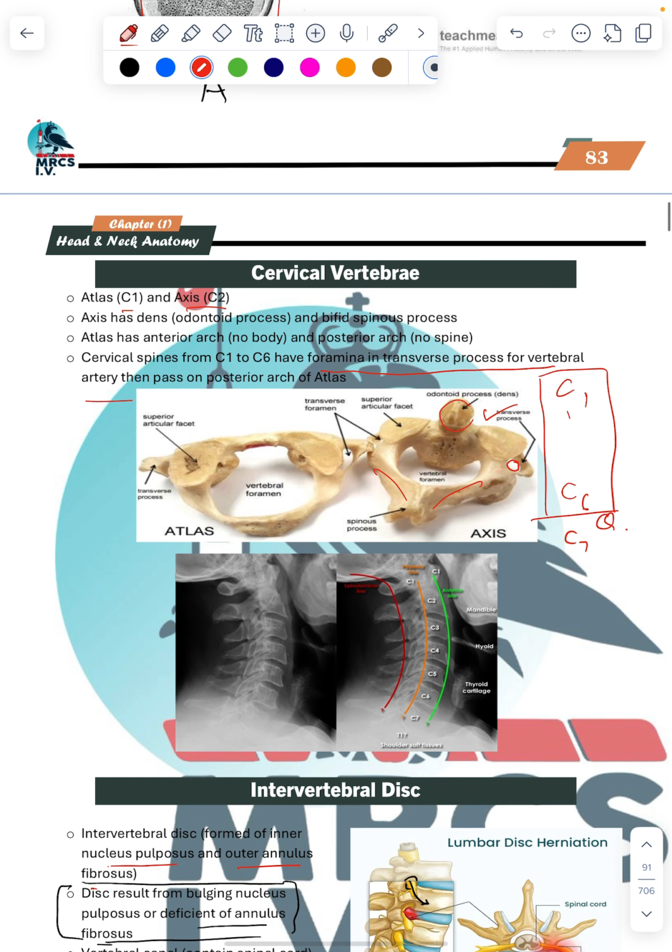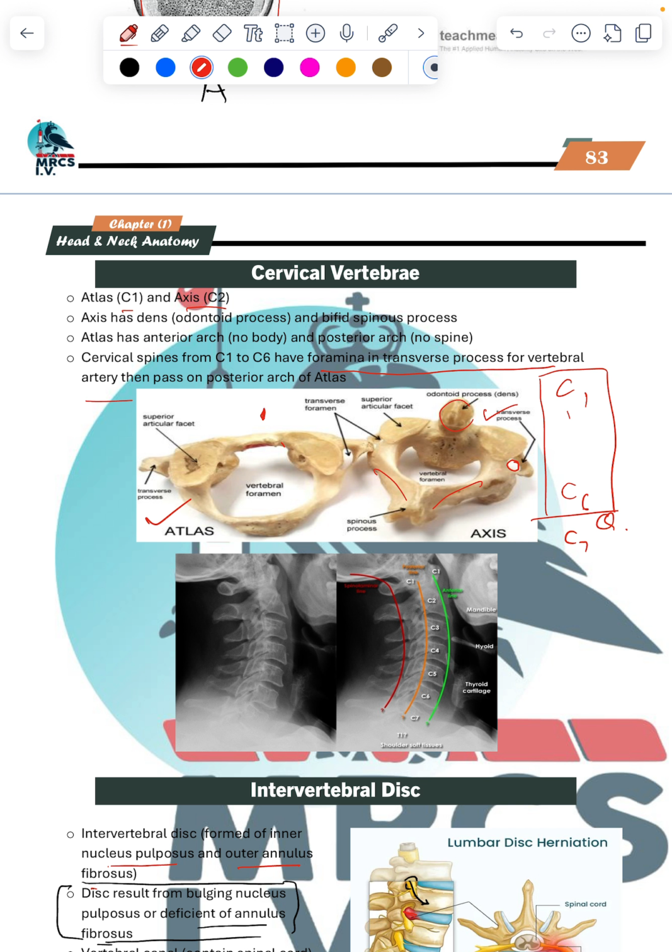So the first cervical vertebra is the atlas, the second is the axis. They form a joint called the atlantoaxial joint. The dens is the odontoid process. The atlas has an anterior arch and no body. You can see this one is the atlas. There is no body, there is just an anterior arch and a posterior arch. There is no spine also behind.